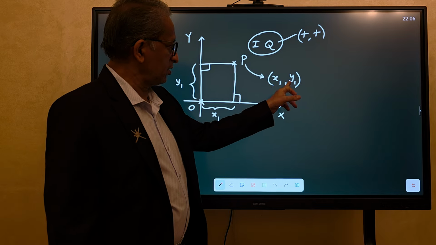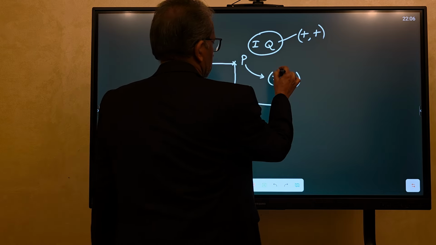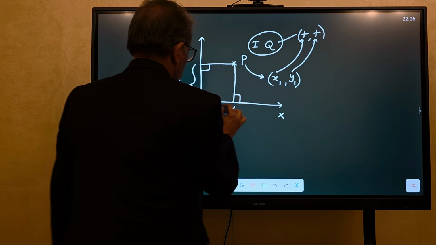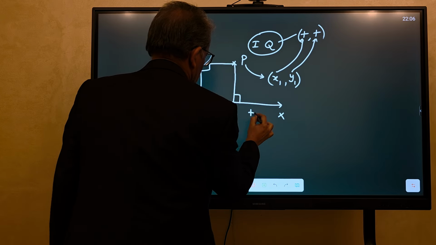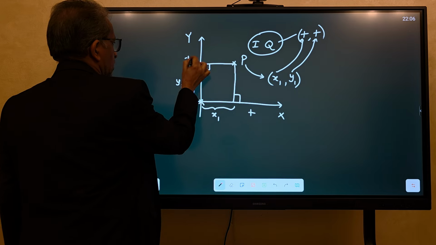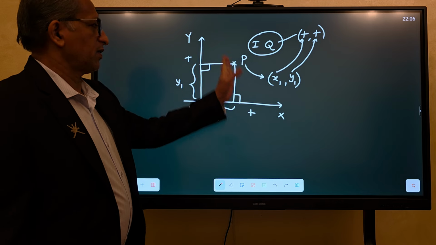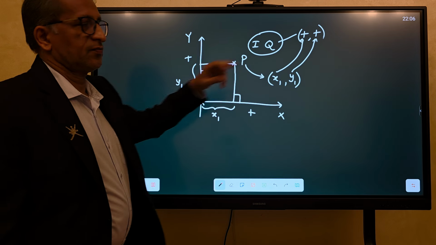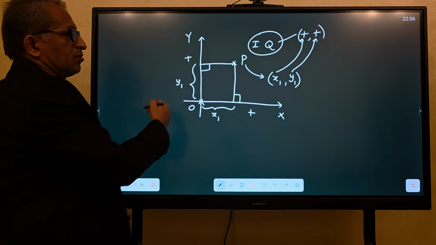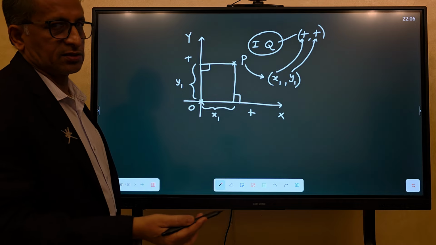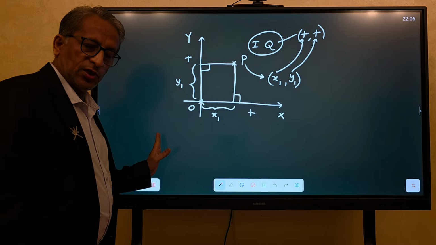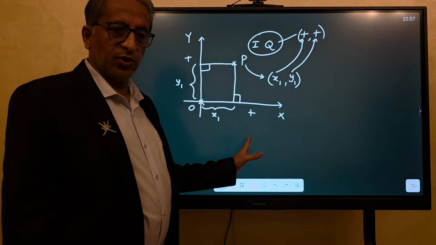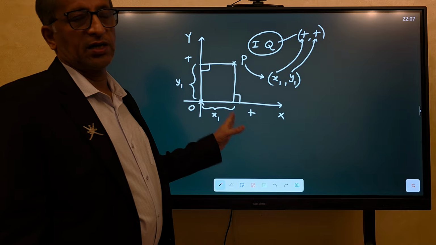The first is x1, then y. Here this is positive, and this is also positive, because OX takes positive values and OY takes positive values. That's why any point in the first quadrant will be plus plus. Any point in the second quadrant will be minus plus. Any point in the third quadrant, minus minus. Any point in the fourth quadrant, plus minus.